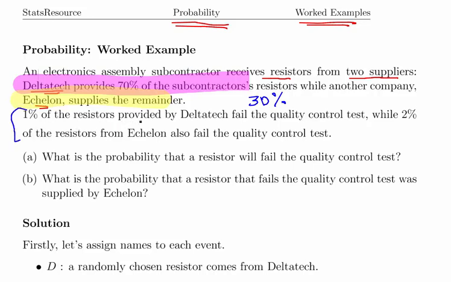Now this is important, this bit here. 1% of the resistors provided by Delta Tech failed the quality control test, while 2% of the resistors from Echelon also failed the quality control test. So there's two questions here. What is the probability that a randomly chosen resistor will fail the quality control test? And what is the probability that a resistor that fails the quality control test was supplied by Echelon?